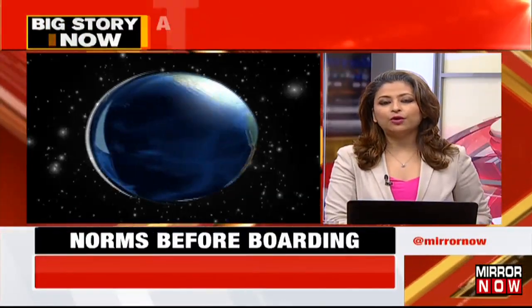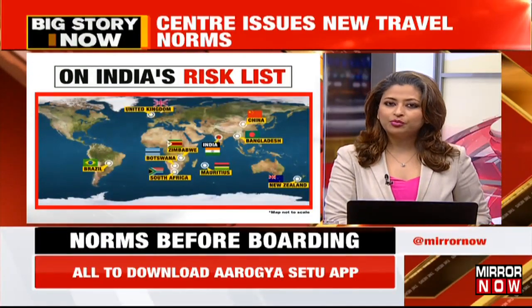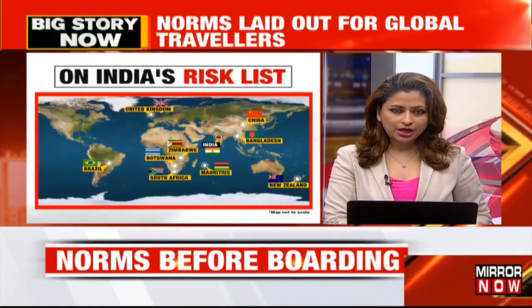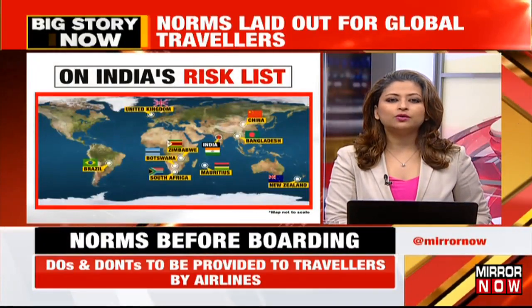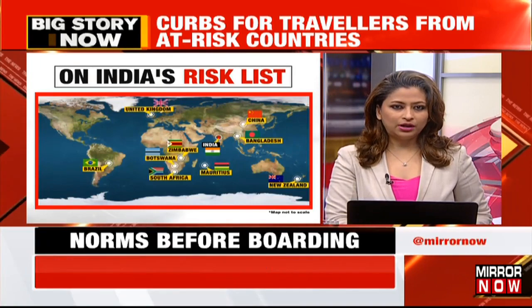The laid down norms direct all international travellers to submit a self-declaration and a prior negative RT-PCR report before the flight. The travellers are also required to submit an undertaking to the centre before the travel.